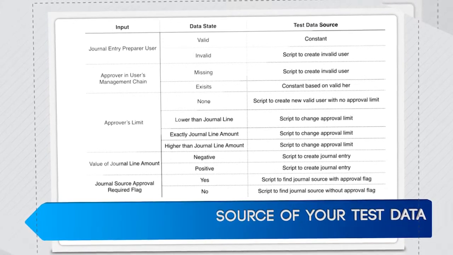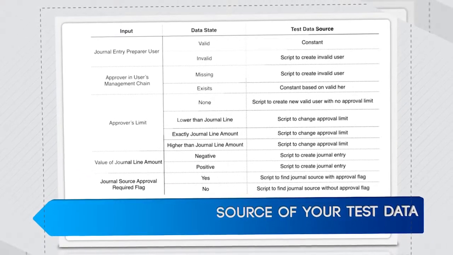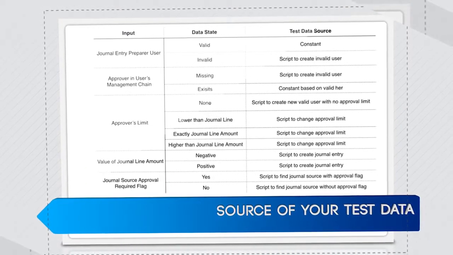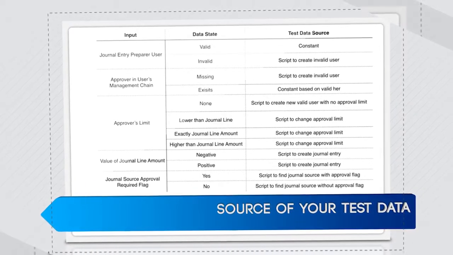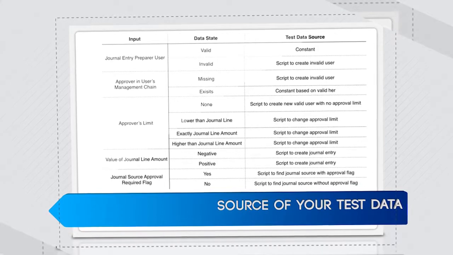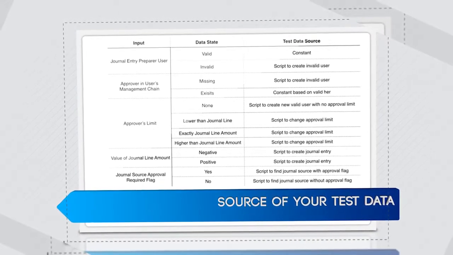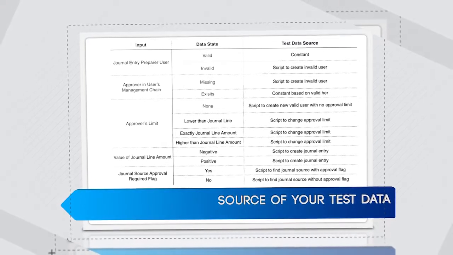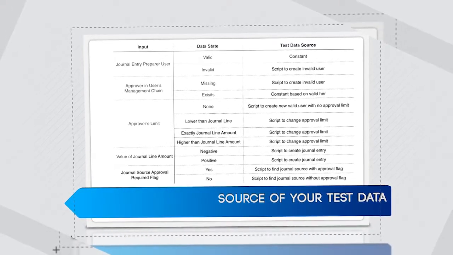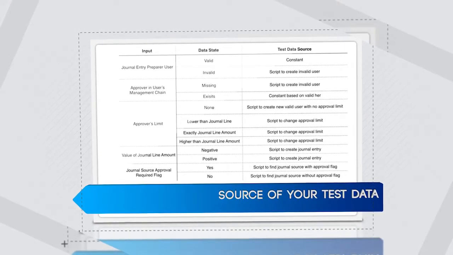Or we can have a script that goes out and queries and finds this information and says, find a user that's like this, and then we'll use that. Or we can just say, we already know the value, it's always going to be this, therefore we're going to just plug this in. So for example, in the journal entry line amount, we can just say, we need a positive and a negative amount. So we'll use these amounts.